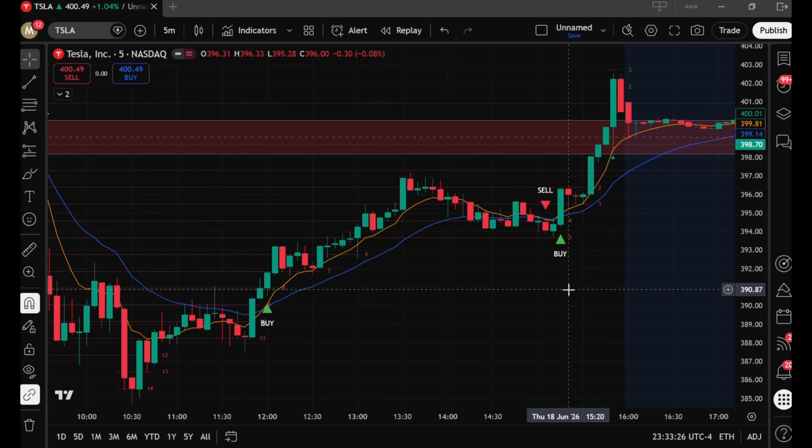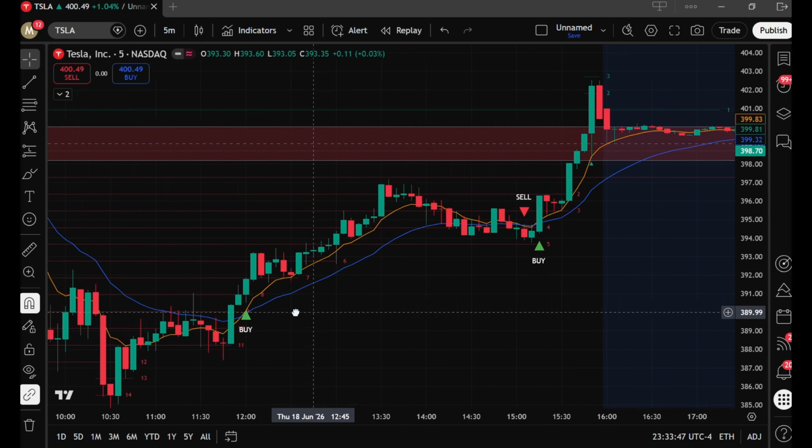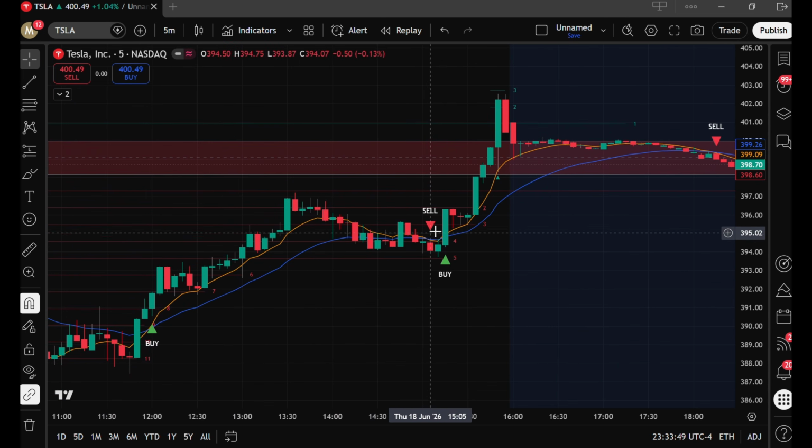It helps me to determine whether I should be looking for long setups, which is buys, or short setups, which is sells. Long setups, which is bullish. Short setups, which is bearish. Then I combine that with the price action, support and resistance, volume, and of course, risk management before taking the trade. Next, you will notice the buy and sell signals.